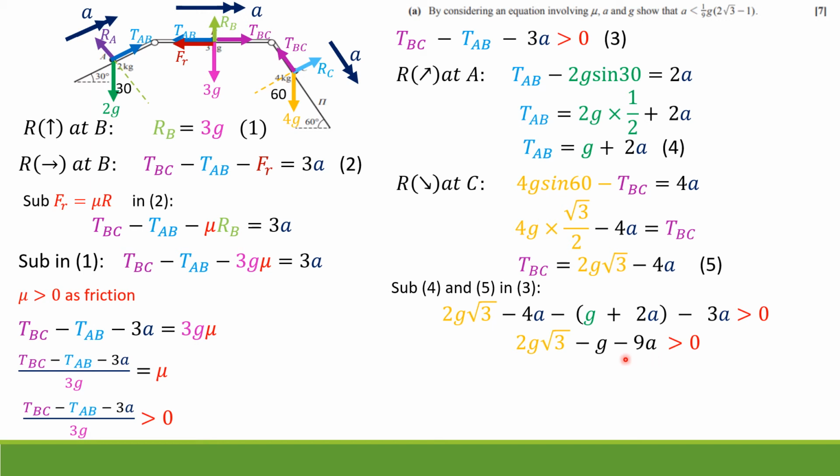If we look at what we're trying to show, we've got a value of a on its own. So I need to add 9a to both sides. So 2g root 3 minus g is going to be bigger than 9a. I can take a factor of g outside on the left-hand side. So I'm going to have g bracket 2 root 3 minus 1, close the bracket, it's got to be bigger than 9a. So to get a on its own, therefore a is less than g over 9 times 2 root 3 minus 1, which is what you have been asked to show.